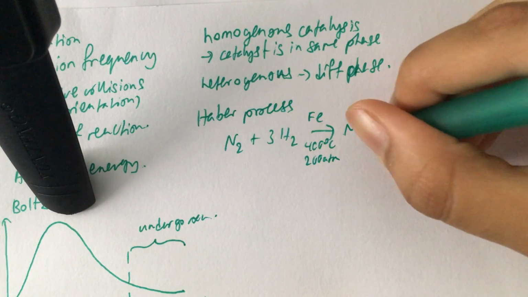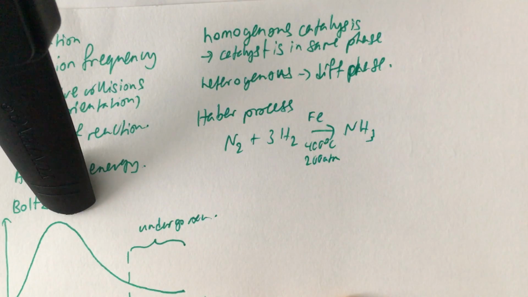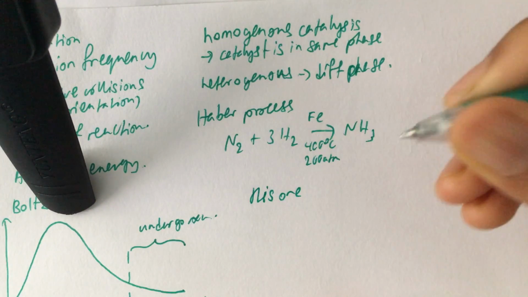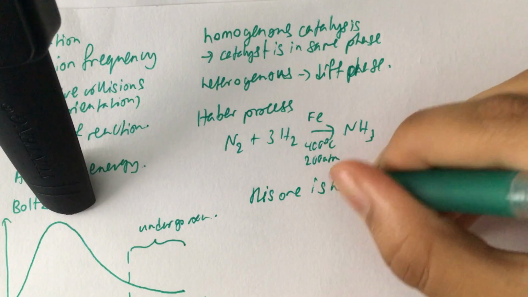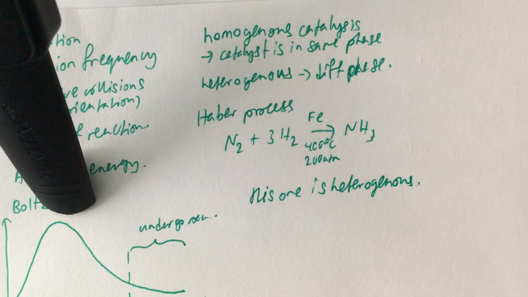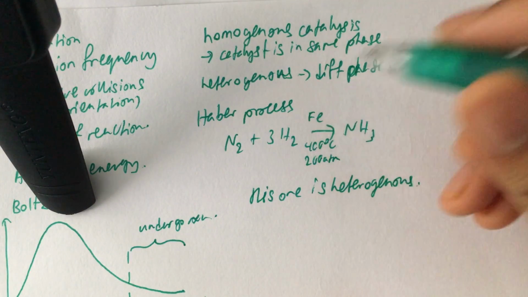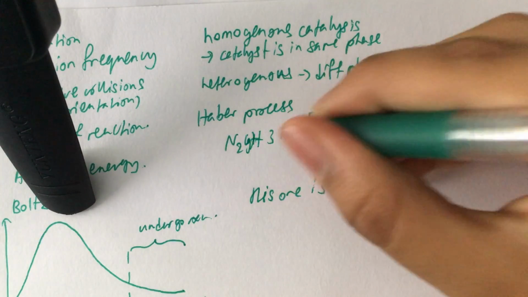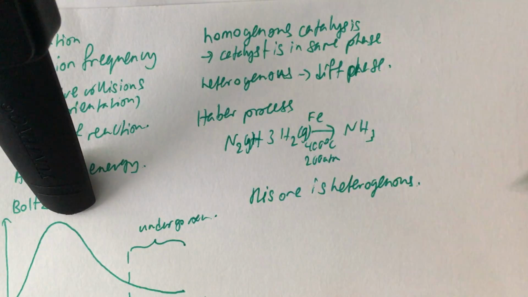So how would we describe the iron catalyst? Because you have either homogeneous or heterogeneous. Homogeneous means that it's in the same phase as the other reactants, and heterogeneous means that it is in a different phase. In this case, the iron catalyst is solid, so it's going to be in a different phase compared to the nitrogen and the hydrogen, which are obviously gases.